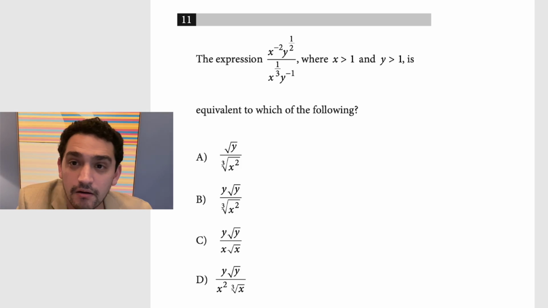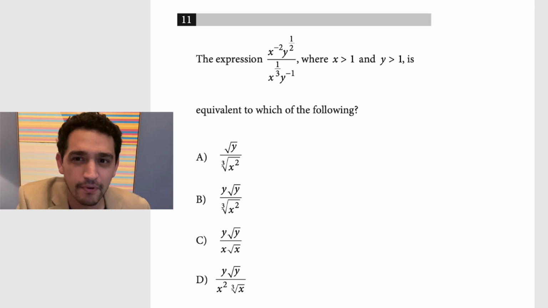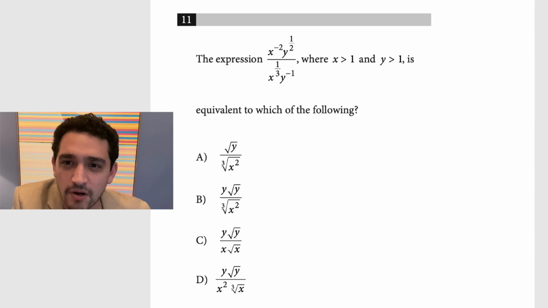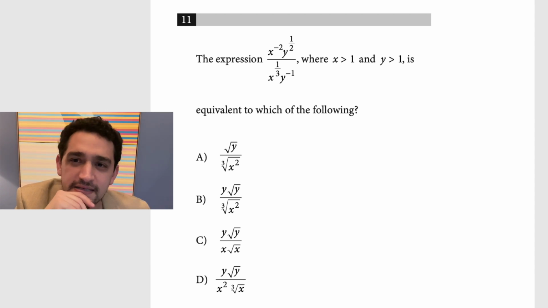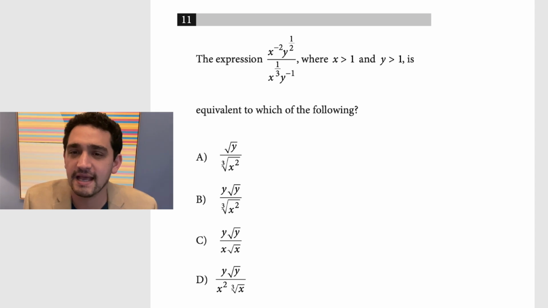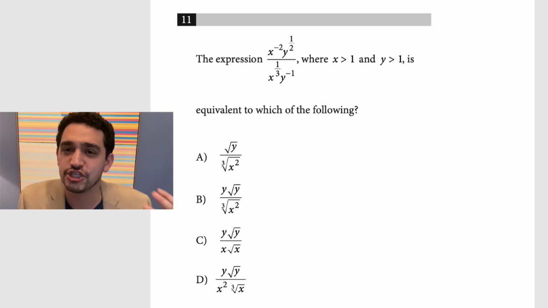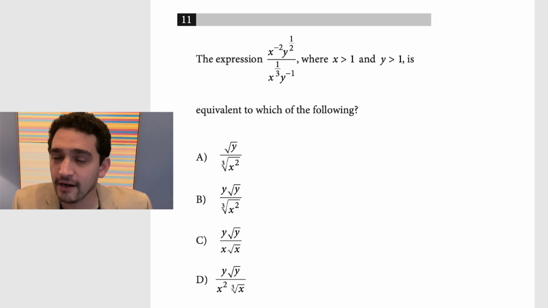This problem here is from section 3 of the SAT, number 11. This is the point where it starts to get kind of hard in the SAT. So we have a lot of things going on here. x to the negative 2 times y to the 1/2 over x to the 1/3 times y to the negative 1. The first thing we should do is deal with the negative exponents. Remember when I said when you have a negative exponent, you can change it from numerator to denominator and make it positive, or vice versa?